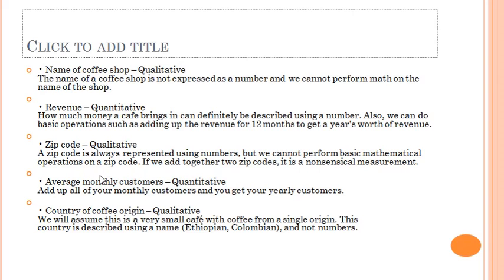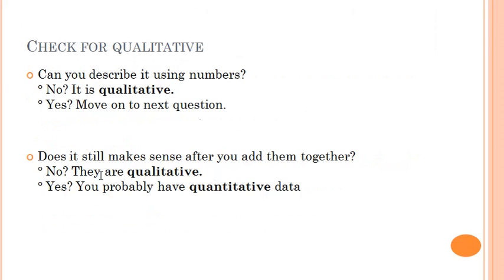Average monthly customers, this is a quantitative term because we can measure how many customers are coming into the coffee shop on a single day or a month or even a year. So it brings it under the quantitative category. Now the country of coffee origin is also qualitative because again we cannot have any mathematical operations on it and it cannot be measured. So that's why it is qualitative information.